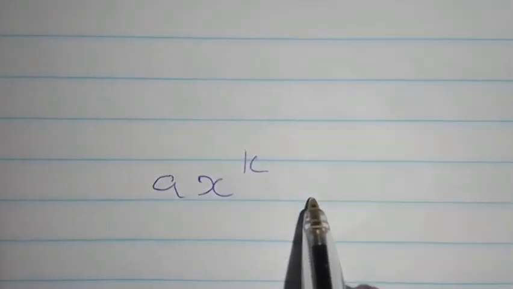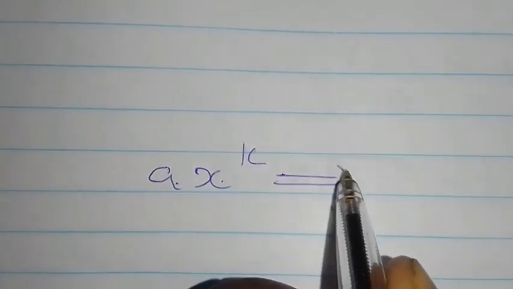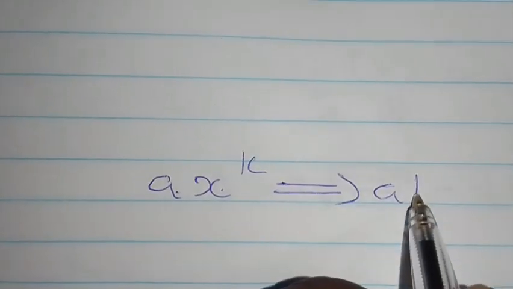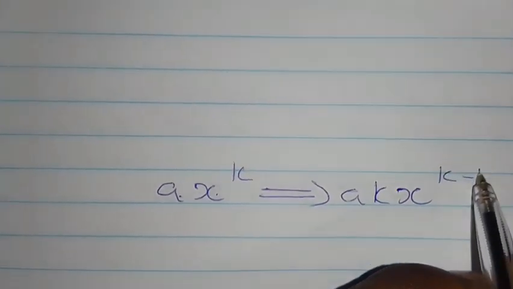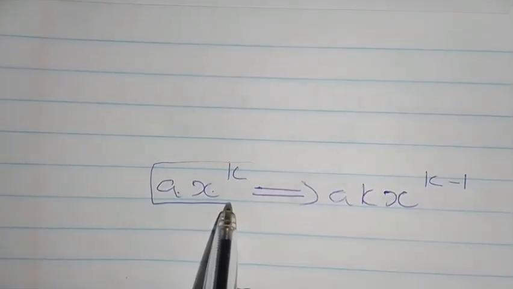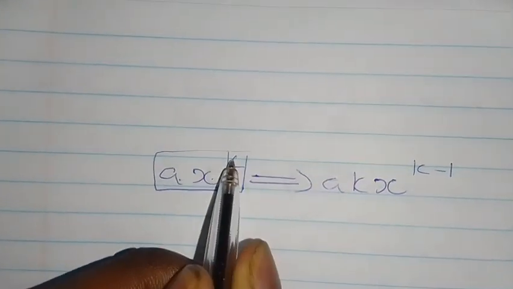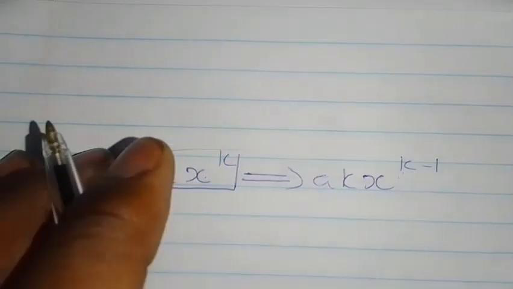Now, let me ask you this. With respect to x, what is the derivative of this? ax to the k. When you derive this, you're going to get ak multiplied by x to the power k minus 1. So that's when you derive ax to the power k, you'll get akx to the power k minus 1.